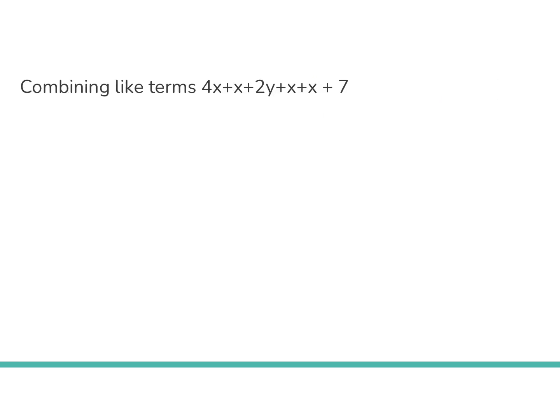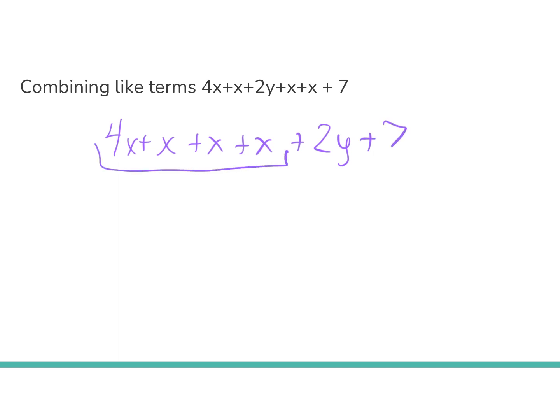Go ahead and combine these like terms and simplify. To do this, you should have done 4x plus x plus x plus x plus 2y plus 7. Combine all your x's so that you have 4x plus another x, that's 5x, 6, and 7. So you should have said 7x plus 2y plus 7.